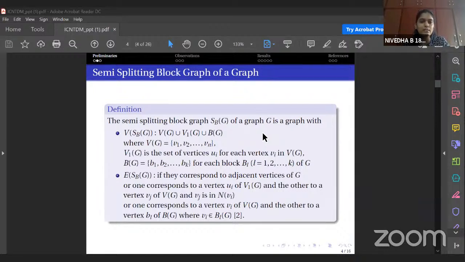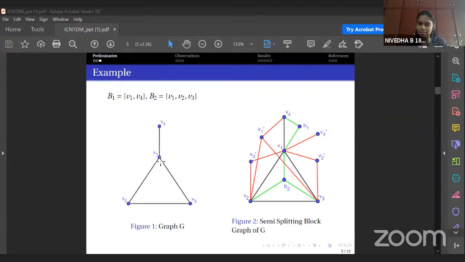To explain this definition, I'll explain it with an example, so it will be easy to understand. Given a graph G, I denote the semi-splitting block graph as SB(G), and S(G) is a subgraph of SB(G). Basically, what we do is the splitting graph: for each vertex, we take a new vertex and make it adjacent to all the neighbors of v1.